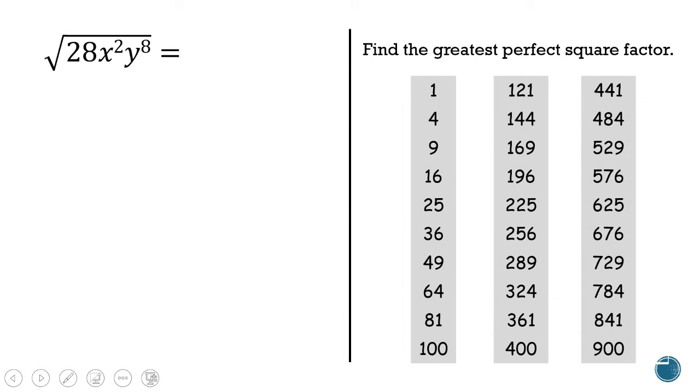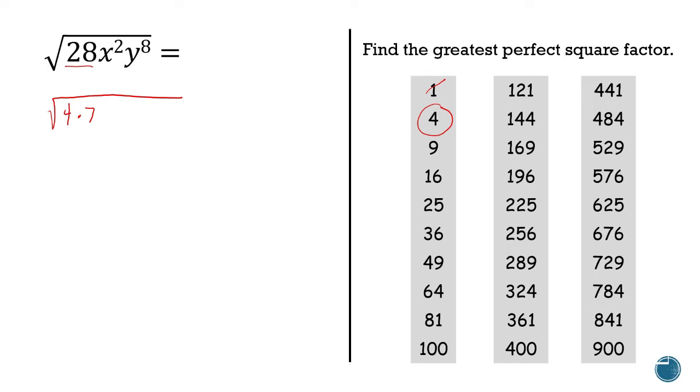Okay, let's go to the first example. So let's focus our attention first on the number 28. We will exclude that number 1. So find the greatest perfect square factor of 28. All right, that is right, it's 4, right? So meaning we can express 28 as 4 times 7. 4 times 7 equals 28.